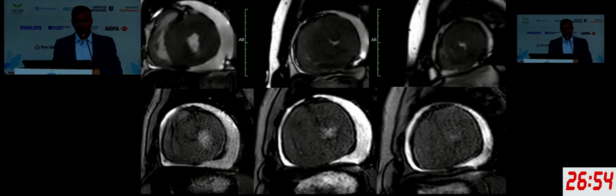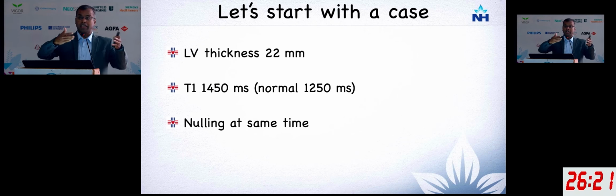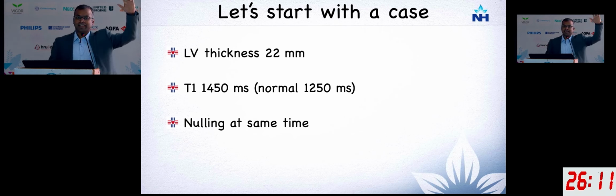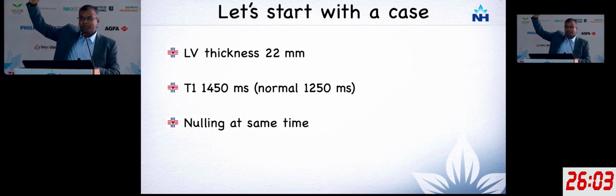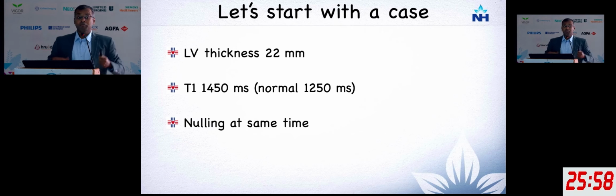When we look at the parameters, LV wall thickness was 22 millimeters. T1 value was 1450. Normal is around 1250 for us. And on the T1 Look-Locker that we do, the myocardium and the cavity were nulling at the same time. So there wasn't reversal of nulling, there wasn't normal nulling in there. So how many of you think this is HCM, hypertrophic cardiomyopathy? How many of you think this is amyloid? How many of you don't know? Good, honest people, well done. We also didn't know.